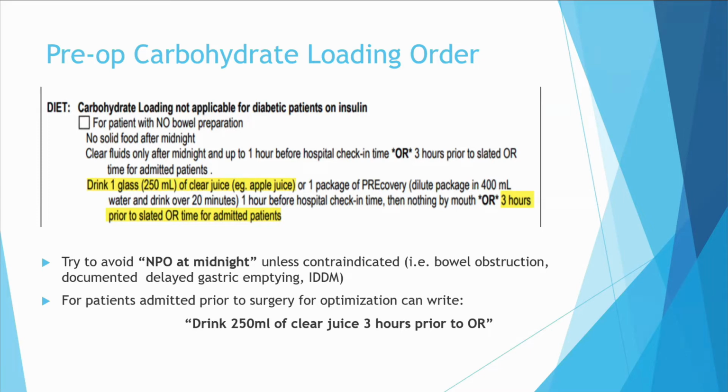And then our ask is that when patients are admitted prior to surgery, if you can avoid writing NPO at midnight, and just either refer to the pre-op orders, or write drink 250 mils of clear juice 3 hours prior to surgery, and then the nurses on the unit can try and orchestrate that.